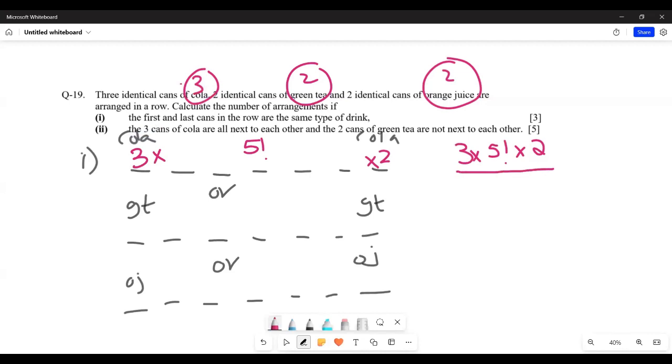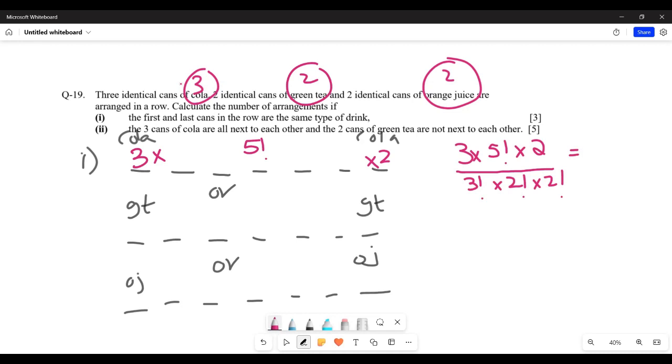There are 3 identical cola cans, so 3 repetitions, 3 factorial, 2 identical green teas, so 2 factorial, and 2 identical orange juice, so divide by 2 factorial. So you have to divide the arrangements with repetition, if any. So there is repetition in the question. So we'll get an answer from this. I haven't written it separately. Never mind. Okay, so this would give us a result.